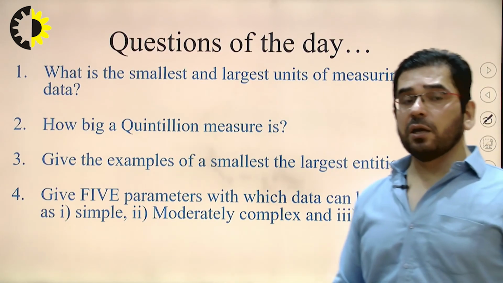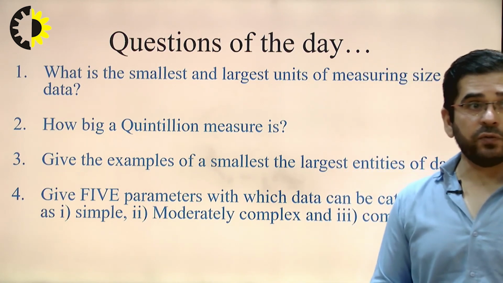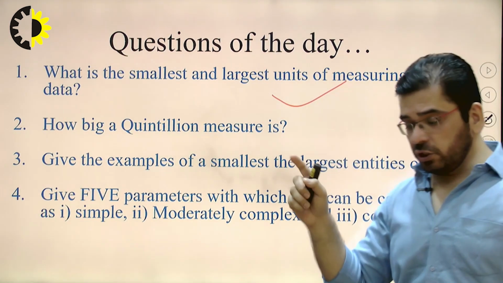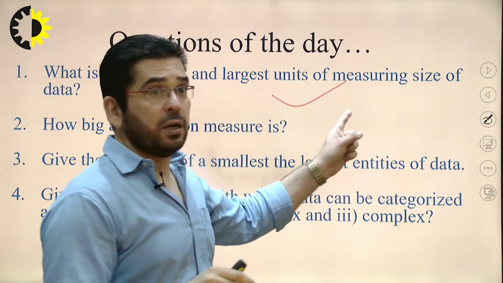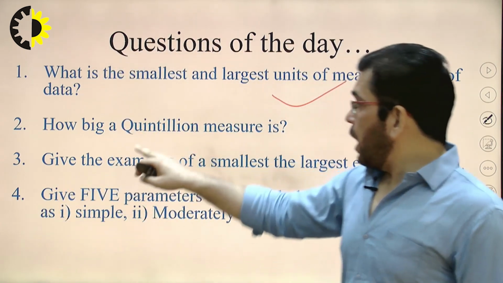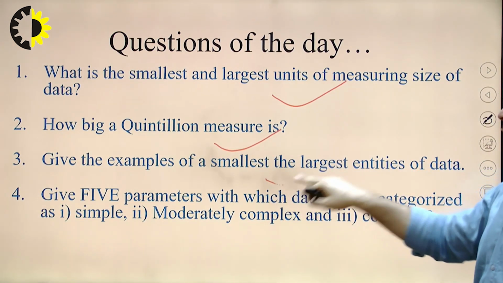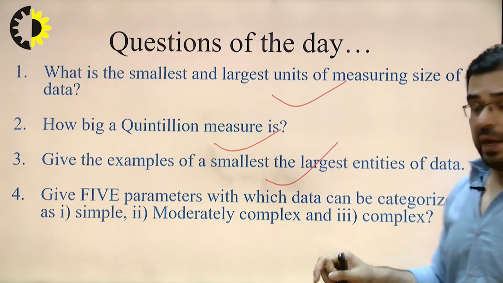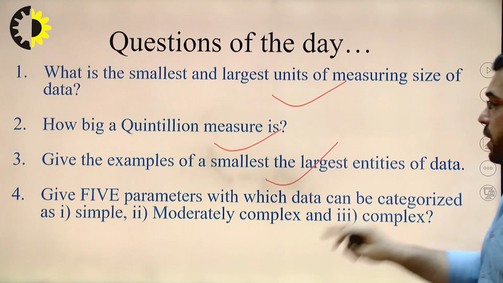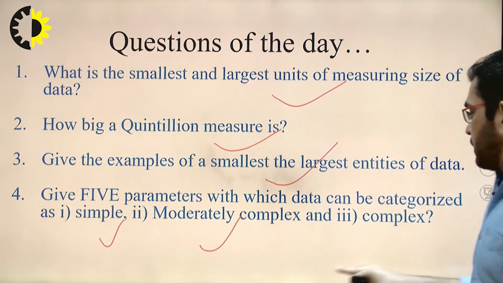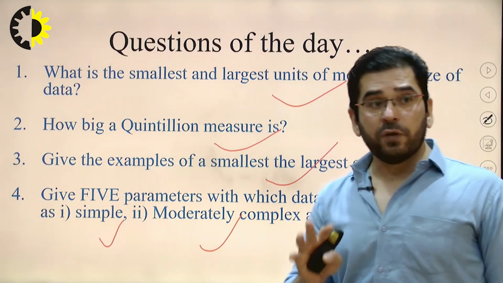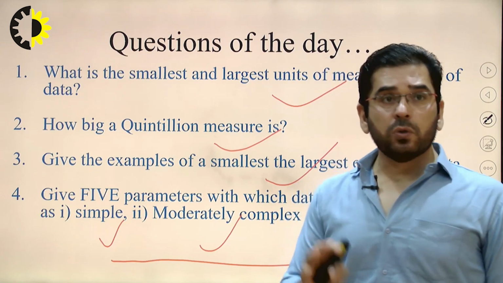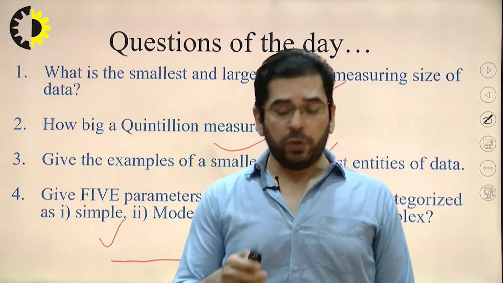So at last, I'll cover a few questions for you, the questions of the day. What is the smallest and the largest unit of measuring size of data? I have shown a chart in my second slide. You can check from that. But before that, you need to answer it by yourself. How big is a quintillion? Give the example of the smallest and the largest entities of data. And give 5 parameters with which data can be categorized, like simple data, moderately complex data, and complex data. You need to give 5 examples of all 3 categories of data. So these are a few questions based on today's lecture. You need to write in your notebook or discuss with your friends.